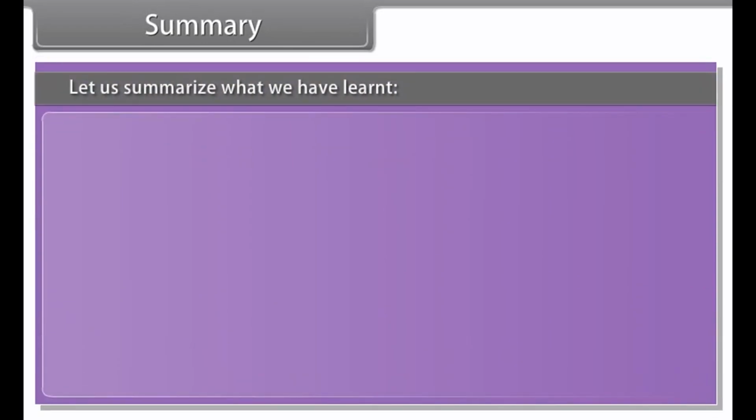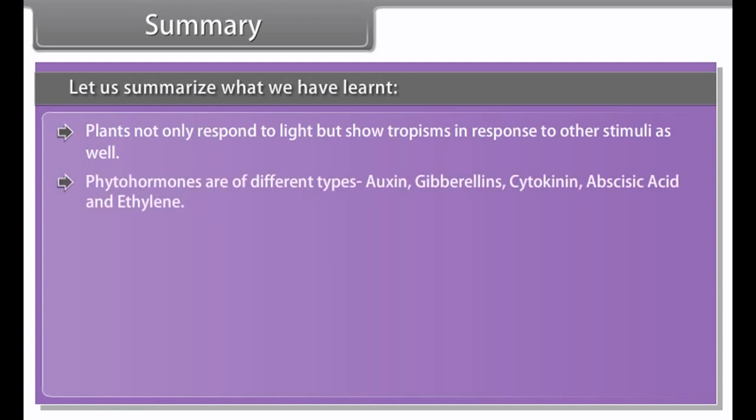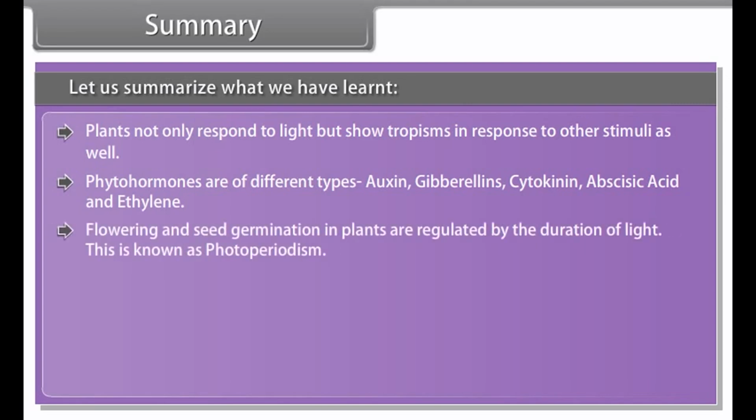Summary. Let us summarize what we have learned. Plants do not only respond to light, but show tropisms in response to other stimuli as well. Phytohormones are of different types: auxin, gibberellins, cytokinin, abscisic acid, and ethylene. Flowering and seed germination in plants are regulated by the duration of light. This is known as photoperiodism.